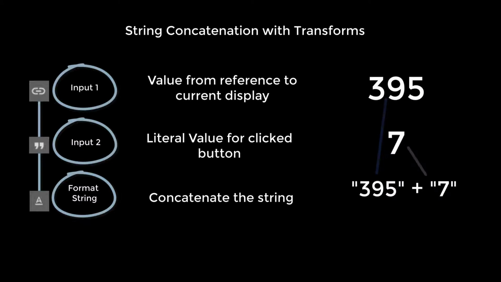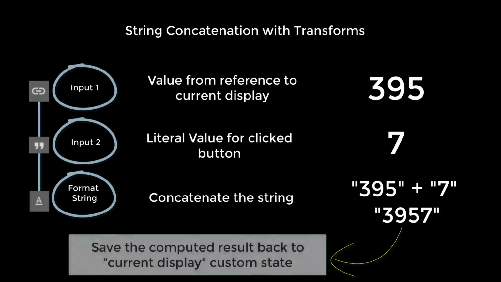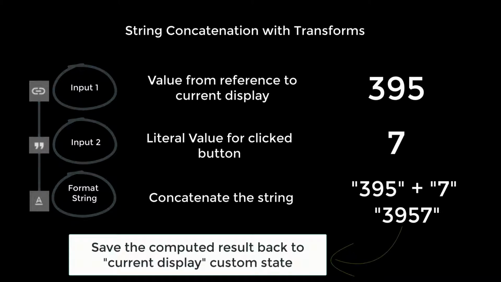We can use these three transforms to combine the existing display with the string representation of the button value to produce a brand new string. The output can then be used to update the existing current display. Let's start with the number buttons.